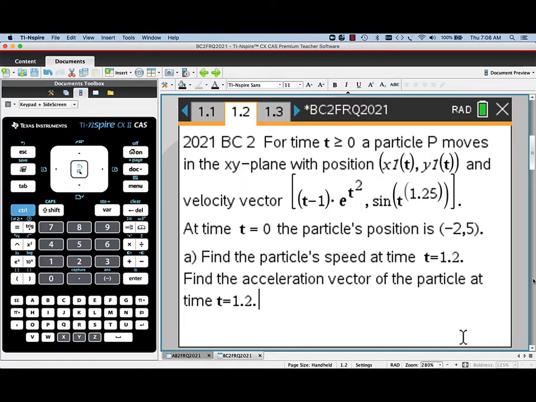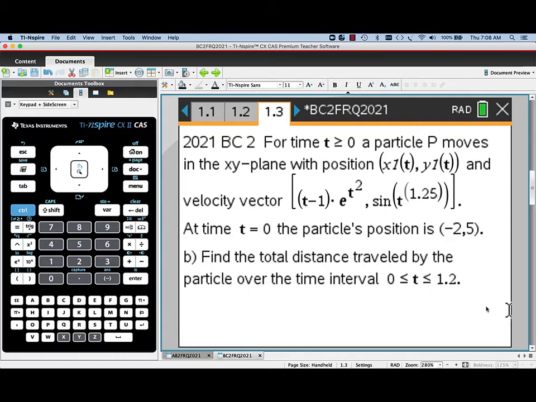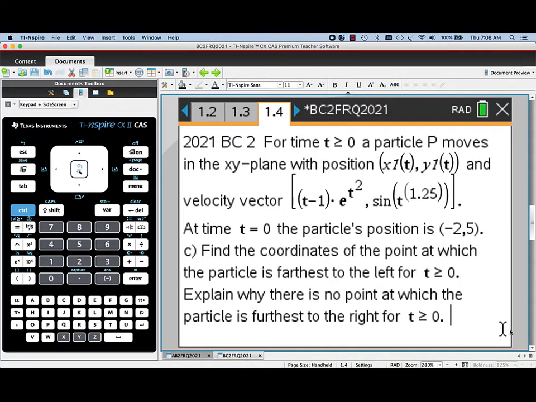Let's review what that question asked. We're given a particle P moving in the xy plane, and we're not given the position functions, but we're given the velocity vector and an initial position of (-2, 5). Part A, we're asked to find the particle's speed and acceleration vector at time t equal 1.2. In Part B, we're asked to find the total distance traveled by the particle over that time interval from 0 to 1.2. And then finally, in Part C, we're asked to find the coordinates of the point at which the particle is farthest to the left for t greater than or equal to 0, and explain why there's no point at which the particle is furthest to the right.